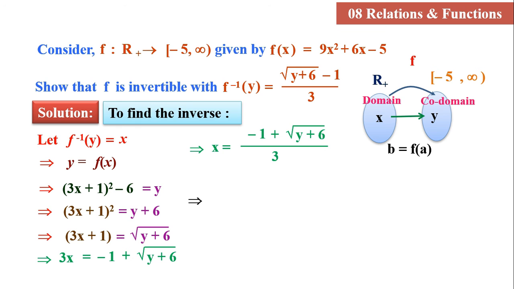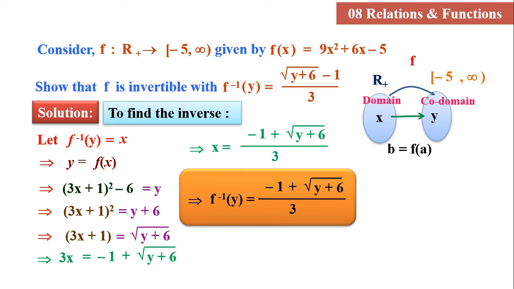This belongs to the domain, and f inverse of y is equal to x means (minus 1 plus root of y plus 6) upon 3, and this is the inverse of the function. Hope you understood. A 5-mark question. It is very simple when you solve 9x square plus 6x minus 5 using (a plus b) the whole square. Let us go for the next question.